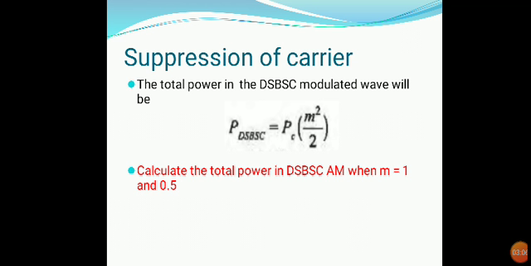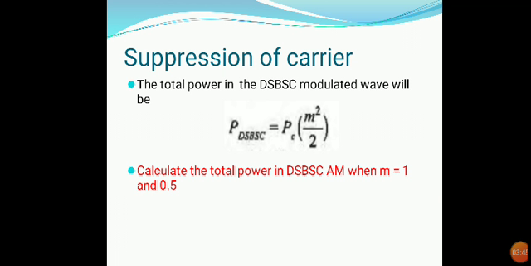Now total power in the double sideband suppressed carrier: carrier power is moving out. It is not there now. So it is just Pc into m square by 2. Pc plus Pc into m square by 2 was the power in the amplitude modulated wave. Now Pc is removed and Pc into m square by 2 is now the power in the double sideband suppressed carrier modulated wave. So calculate the power in the DSB SC AM when modulation index is 1 and when it is 0.5.